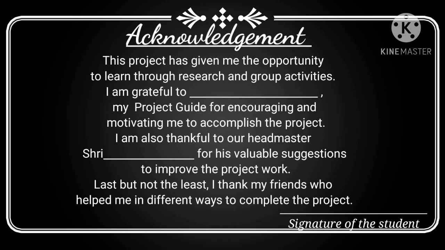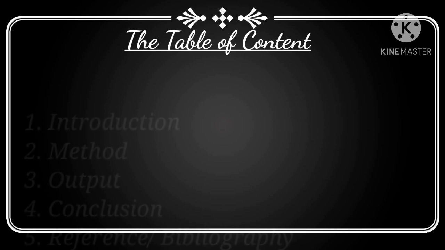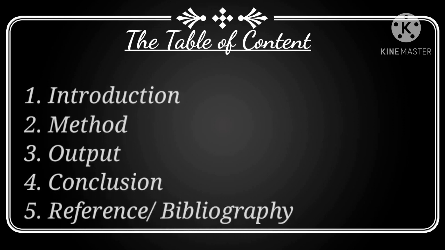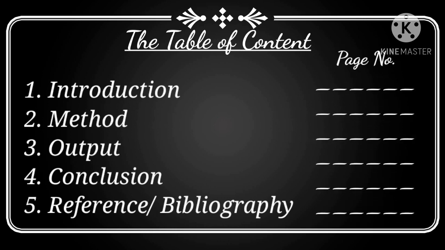Here, you're going to sign it on your own, the signature of the student. All right. The acknowledgement must be followed by the table of content. In fact, this is the place where your real project begins, the actual project. So the table of content, and these are the things that must be there: introduction, method, output, conclusion, and reference, or your bibliography. And students, please do not forget to write down the page number in the table of content accordingly.